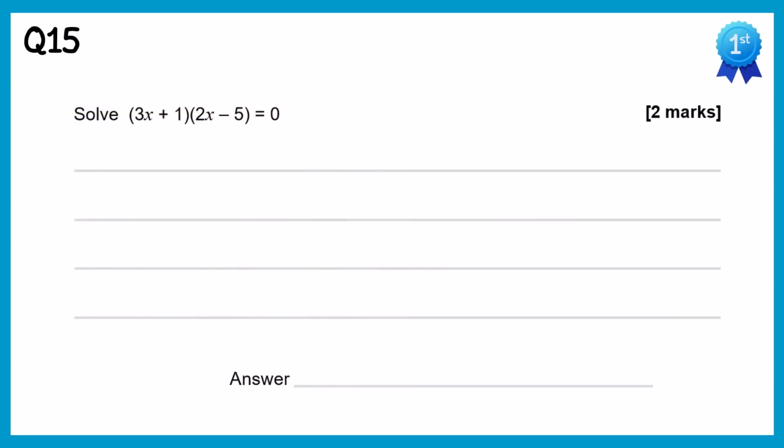For this question, we need to solve an equation that's already been factorized. To find its solutions, we consider the first bracket being equal to 0 and then the second bracket being equal to 0. So 3x plus 1 equal to 0, and then also 2x minus 5 being equal to 0.